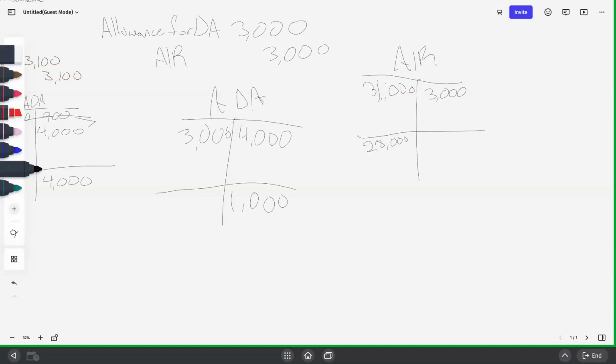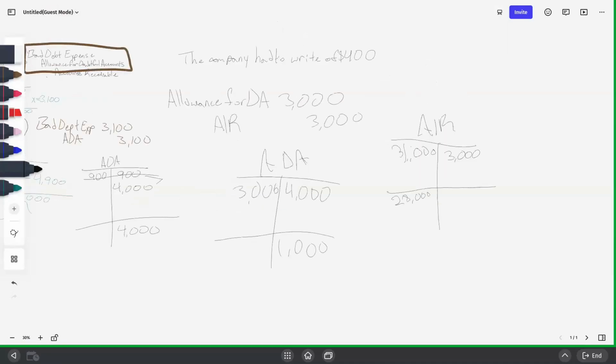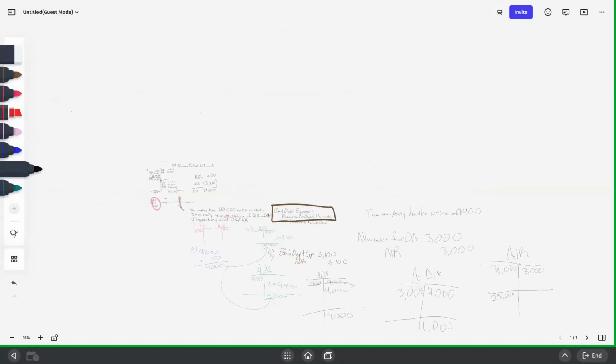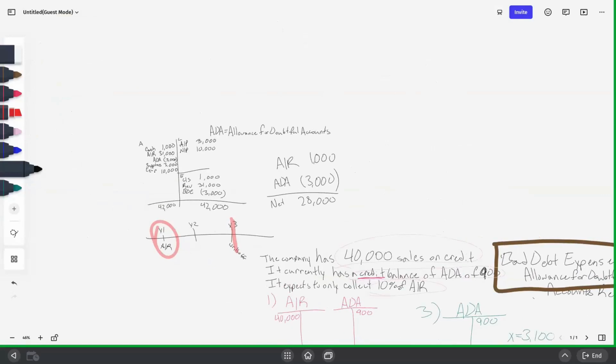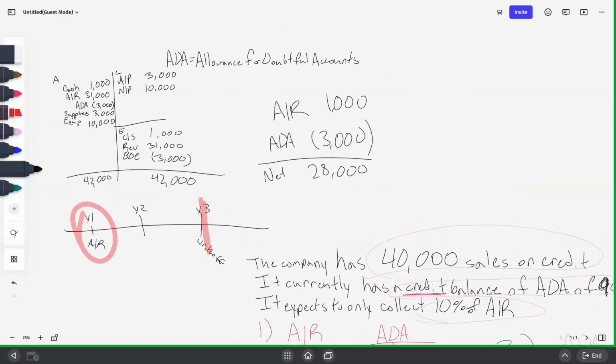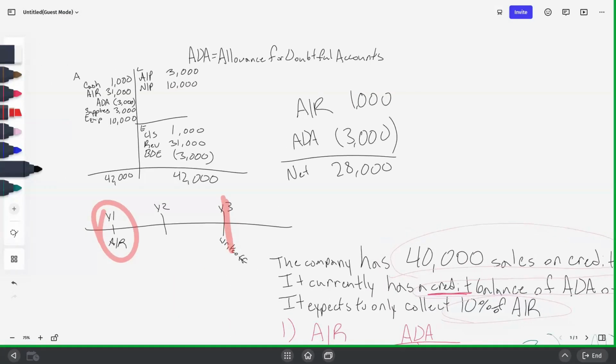Accounts receivable is just reported at net realizable value. So to get net realizable value, we go all the way back over here. That's how we found our net. So, knowing how to get the net, which one are we using? The allowance. Perfect.